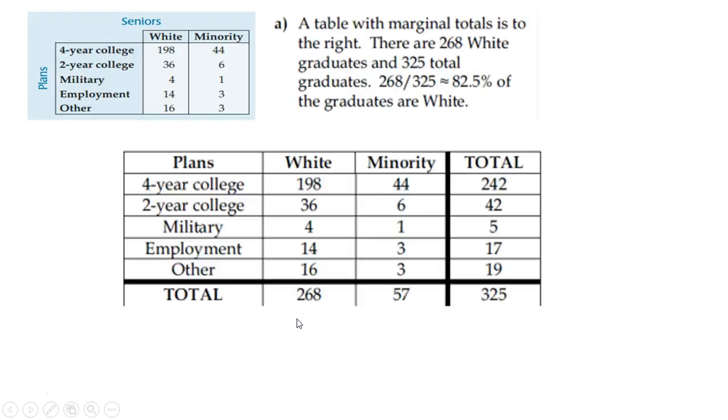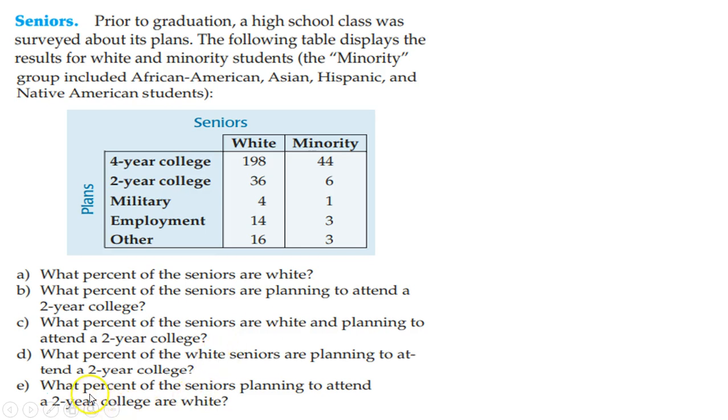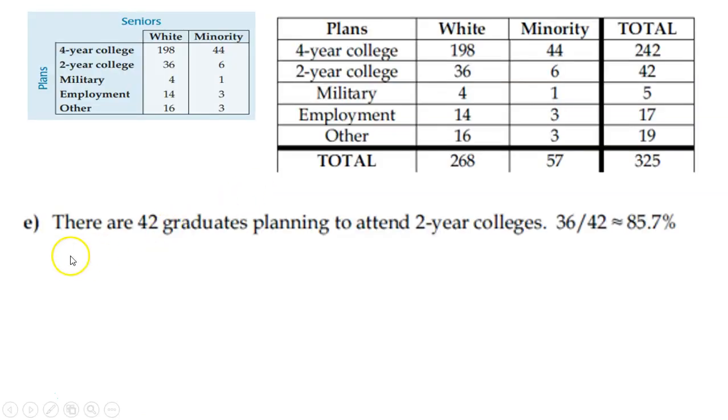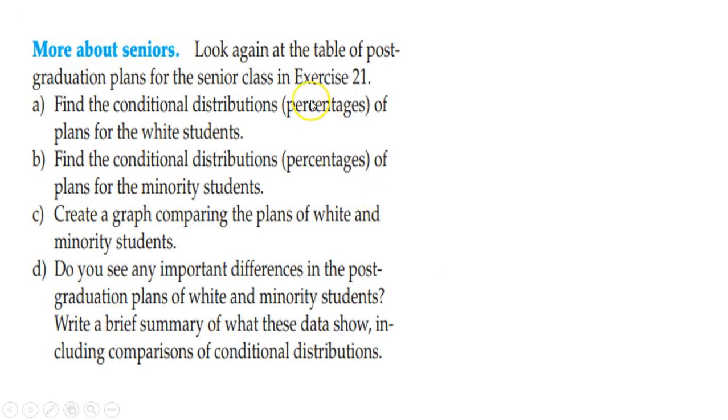And then part E, sorry, I have to keep scrolling back to see them. What percent of the seniors planning to attend a 2-year college are white? So they're telling you the total. There are 42 graduates planning to attend a 2-year college, and 36 are white for that percent right there. So it's understanding how to do frequency tables is basically what we're looking at.